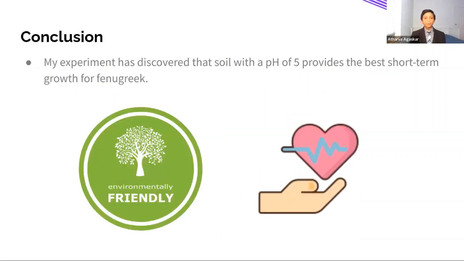In conclusion, my experiment has discovered that soil with a pH of 5 provides the best short-term growth for a fenugreek plant. Although this is not what I had hypothesized, the data I have collected prove that legumes like fenugreek grow best in slightly acidic soil. Fenugreek plants pose many benefits to our environment and health, and studies like mine will open up more opportunities for more environmentally friendly growth. Thank you.